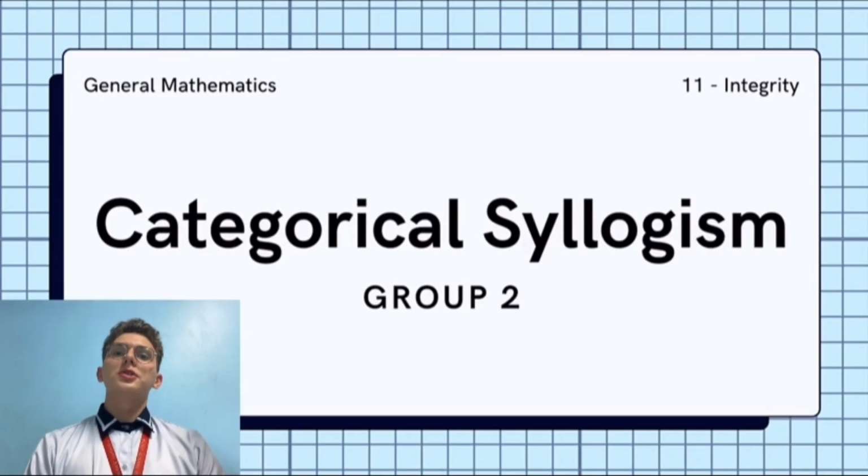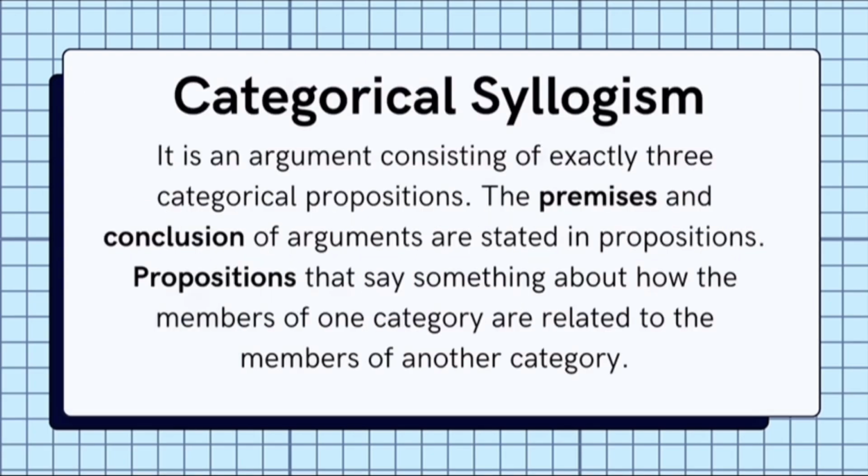What is categorical syllogism? It is an argument consisting of exactly 3 categorical propositions. The premises and conclusion of arguments are stated in propositions. Propositions that say something about how the members of one category are related to the members of another category.